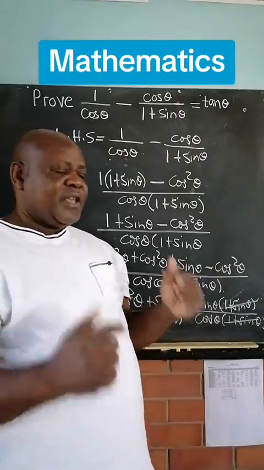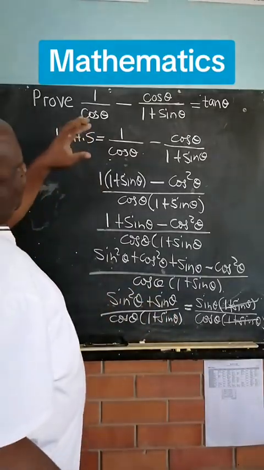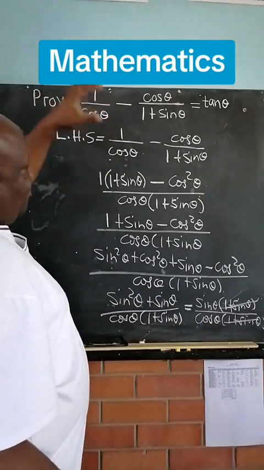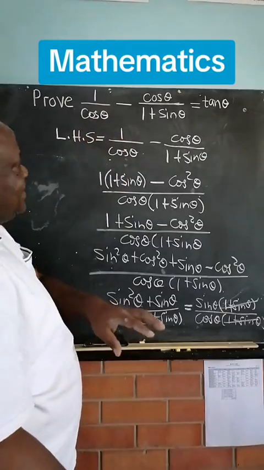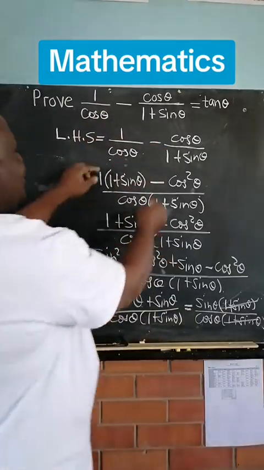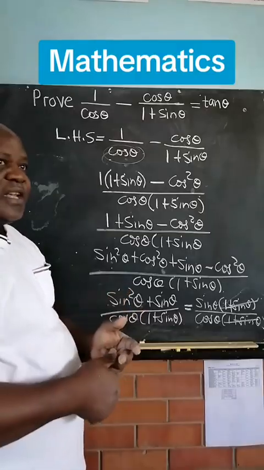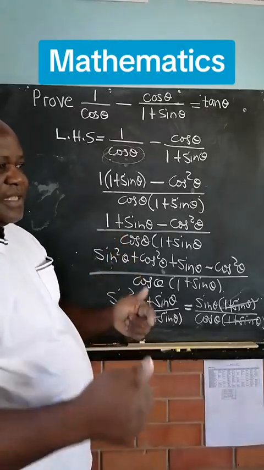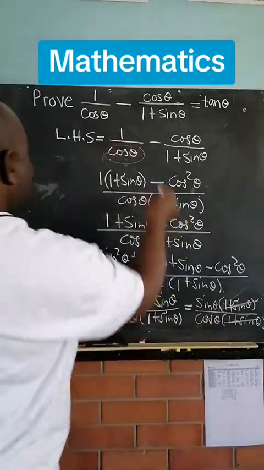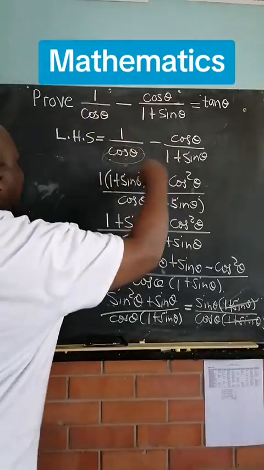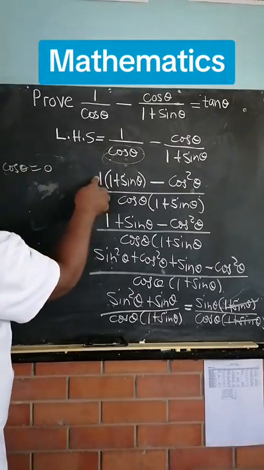And then, very importantly, normally they would ask for what values of theta is the identity undefined. What you simply do is you focus on the denominators. Remember, a fraction is undefined if its denominator is equal to 0. So you are now simply addressing the denominators. The expression is undefined if cos theta is equal to 0. And then you solve for theta here.